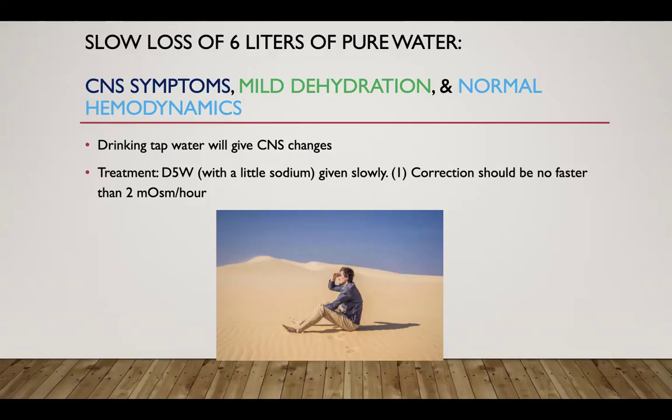So correction should be no faster than 2 milliosmoles per hour. So if you remember, it's 275 to 295. So if you have lost a lot of fluid, well, you have a really high osmolality, like 370 milliosmoles, for example. So you're only going to fix it, you'll want to go 368, 366, back down to 275 to 295 milliosmoles.